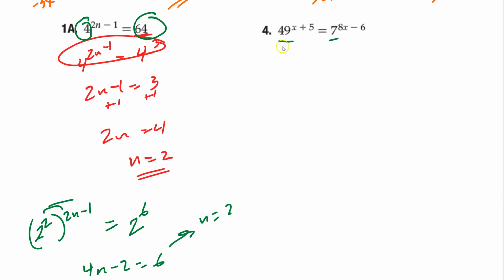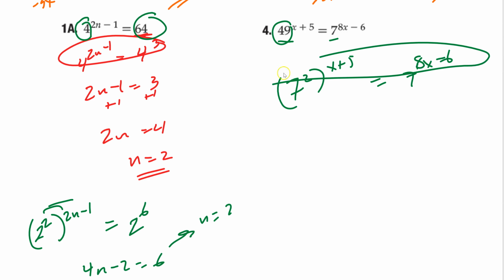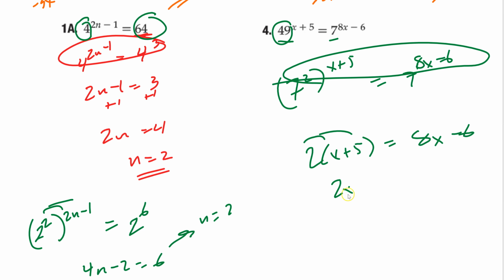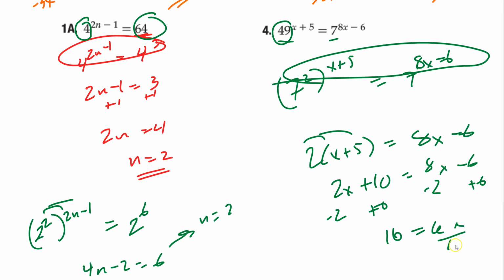Anyway, the one right here. Okay, try to get the bases to match. 49 is 7 squared. Equals 7 to the 8x minus 6. Remember, once you get that, you can just drop the bases. Don't forget to distribute the power. So I get 2x plus 10 equals 8x minus 6. Add 6, subtract 2x, subtract 2x. 16 equals 6x, divide by 6. x equals 8 over 3. Sometimes you get fractions. That happens.